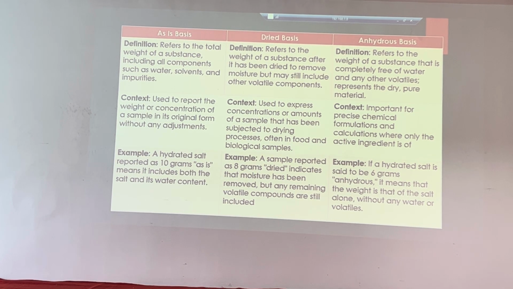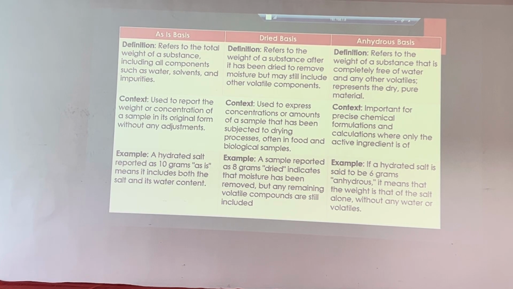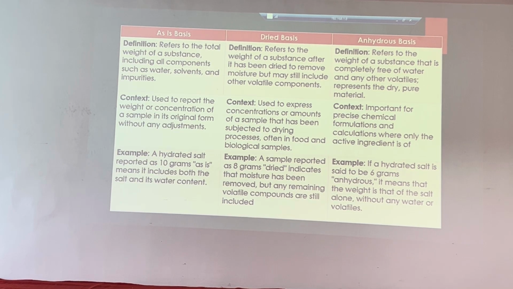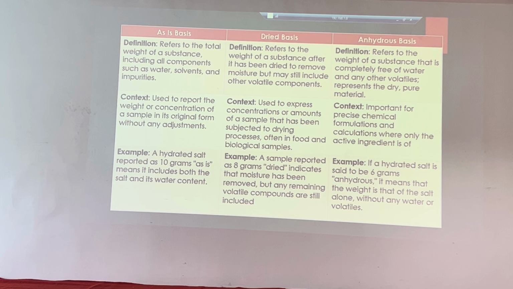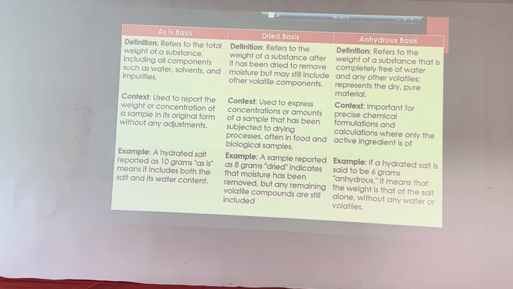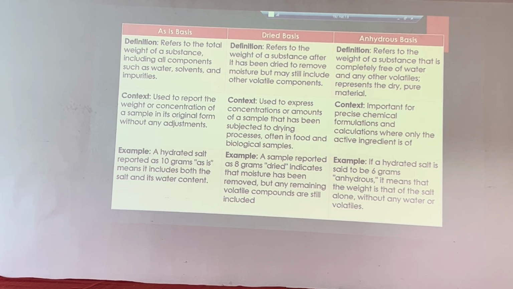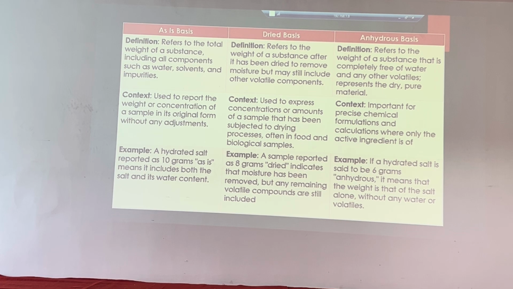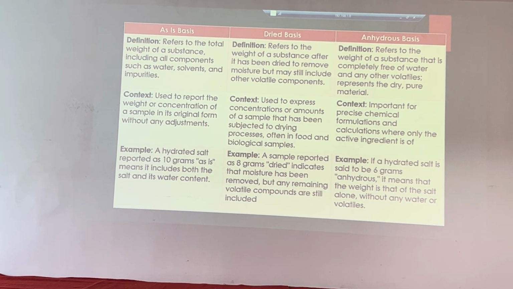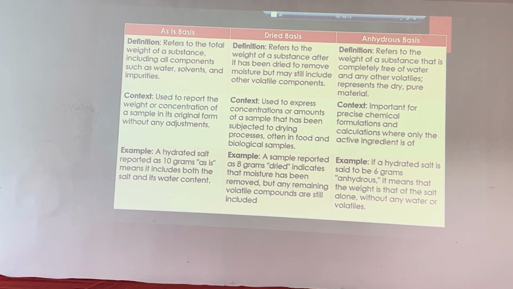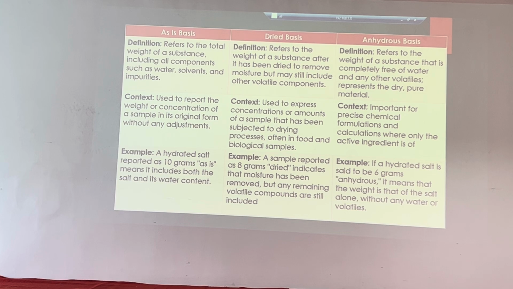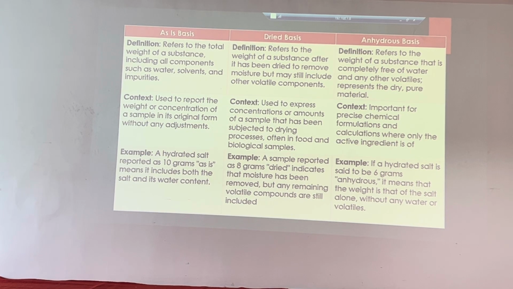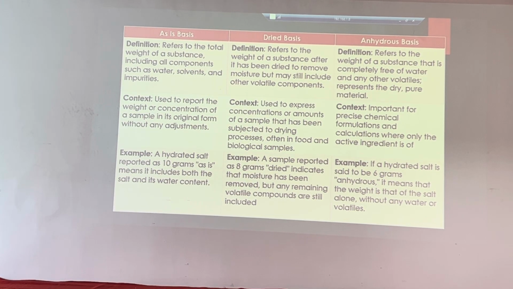actually, here it is wrong, so let me correct it. Dried basis means that you are drying the product. Whenever you dry, what components can we eliminate? One thing is water, and the second is volatile substances. Volatile substances means whatever solvents we are using, those we can eliminate with this.